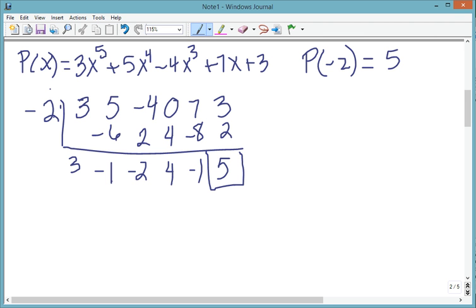That means go ahead and get a calculator out and check it. But plug in negative 2 into this whole polynomial. Take it to the 5th degree. That would be negative 32. Times that by 3. And so on. Do the whole equation. You should get a 5.